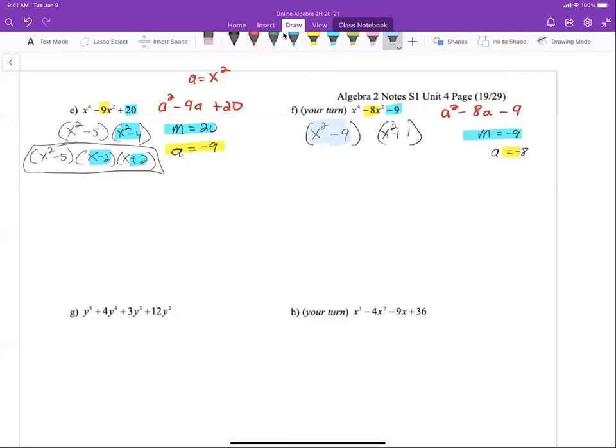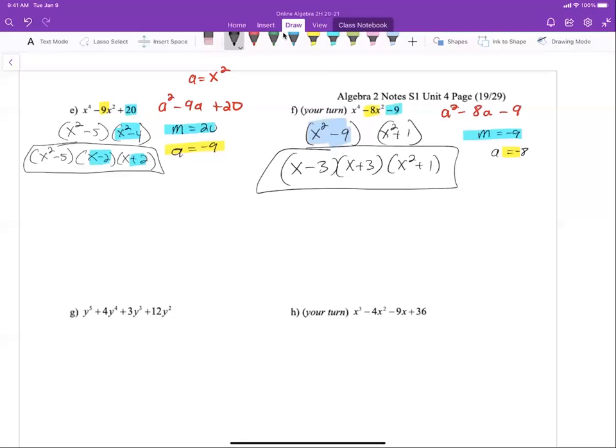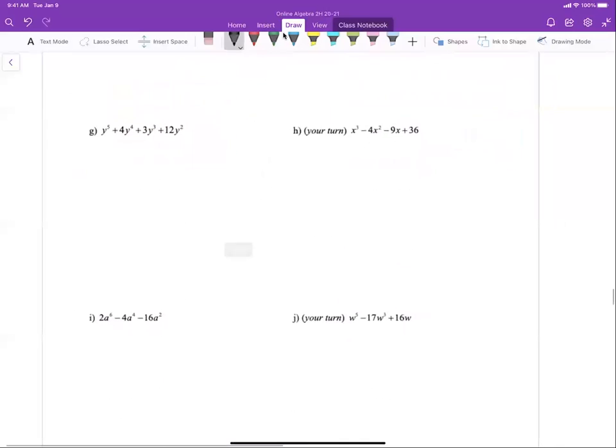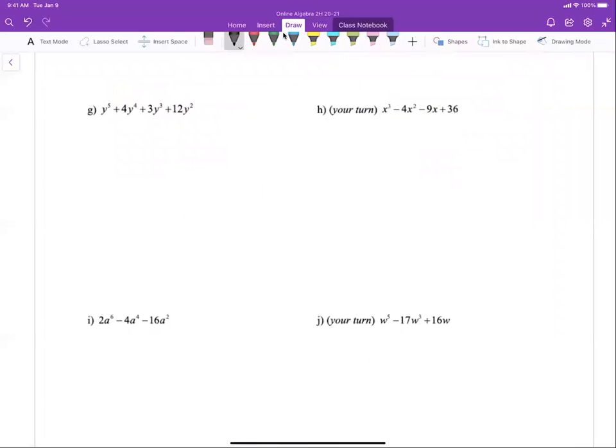This is a difference of 2 squares, so that becomes x minus 3 and x plus 3. And then I have x squared plus 1, and that does not factor. All right, now we're into 4 terms. With 4 terms, we know that we are going to factor by grouping.